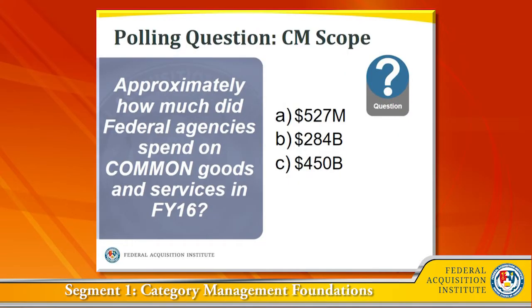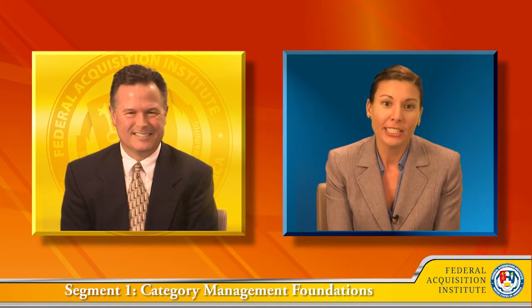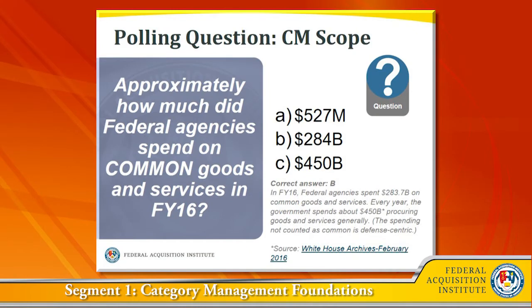Well, remember what we were talking about before regarding common being goods and services that most agencies buy? I'll go with the middle. I'll go with B. That's right. The key word there being common if you were playing at home. Every year, the government spends about $450 billion procuring goods and services generally. The spending not counted as common, meaning it's excluded from the 10 categories we're talking about, it's defense-centric.